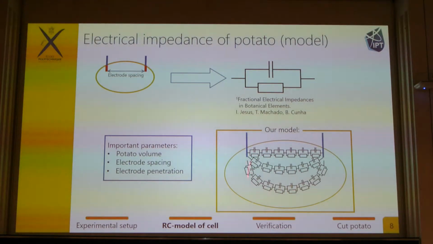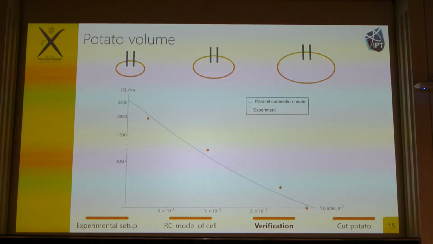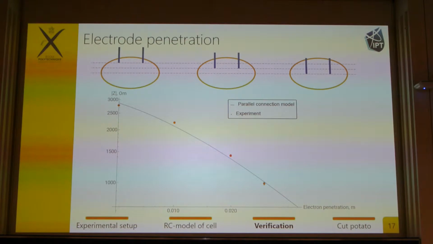So this is our model to predict it. We can discuss it further, but the idea is that each time we have the electric stream lines, and we integrate along these lines for all the volume of the potato, and now we can predict the different dependencies and verify them. This is the electrode spacing, so it's our model and it fits very well. We also have the potato volume, and we have electrode perturbation.